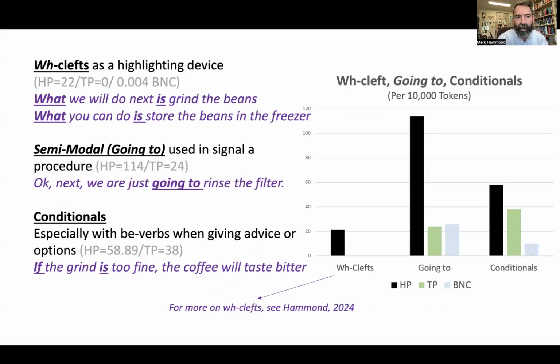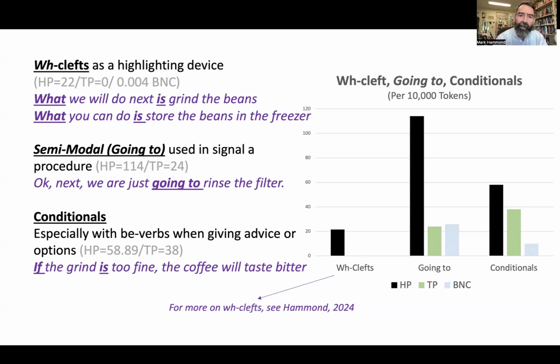From quantitative analysis, looking at frequency, and this is based on per 10,000 tokens, definitely WH clefts, and the graph here doesn't really look like it, but this is huge. This was happening at 22 times per 10,000 tokens. In the BNC, this is an extremely rare pattern. You can see it happens at 0.004 per 10,000 tokens. So this is extremely rare. And the students didn't do this at all.